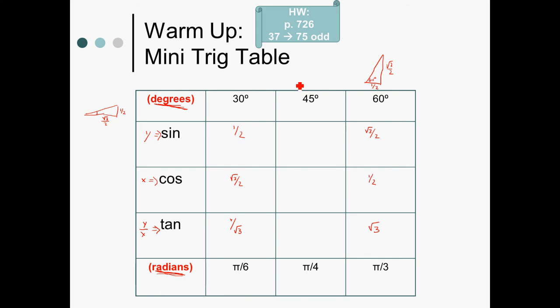Remember, 45 degrees is where the x and the y are the same because you're radiating 45 degrees. And if the x coordinate and the y coordinate, or the y height and the x length, are the same, then a ratio of those two numbers, it's just 1.